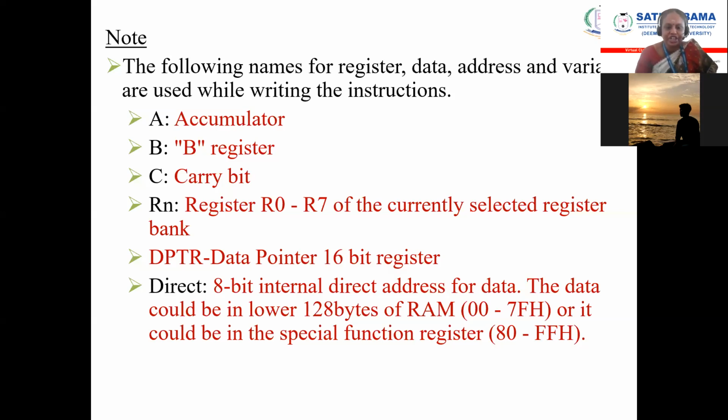Then the register, or suffix n. We all know bank registers are there. How many banks are there? 4 banks: bank 0, bank 1, bank 2, bank 3. Each bank has 8 registers, R0 to R7. So in total, 4 into 8, 32 registers will be there. But how will I select the bank?